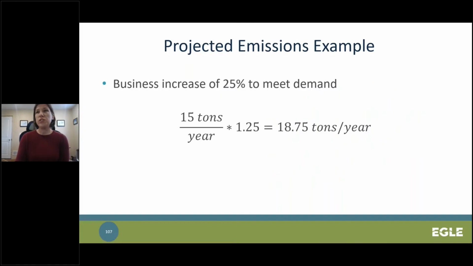So now we will go on to an example to explain projected emissions. So let's say your current emissions are 15 tons per year. In the foreseeable future, your business is on track to increase production by 25% to meet customer demand. So you would take your current emissions multiplied by 1.25 to estimate that the projected emissions due to the increase would be 18.75 tons per year.